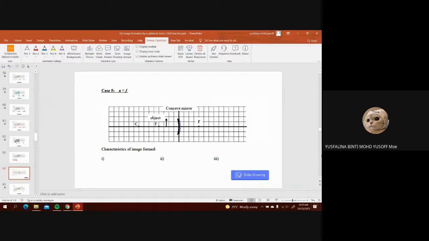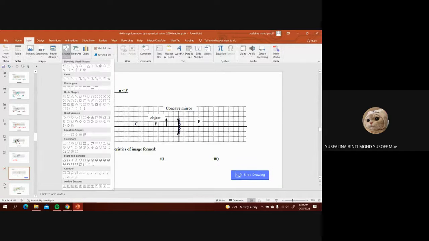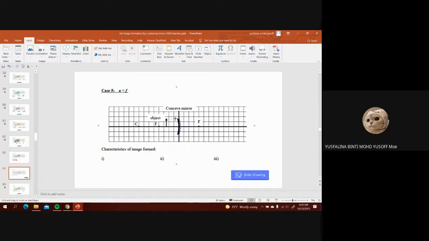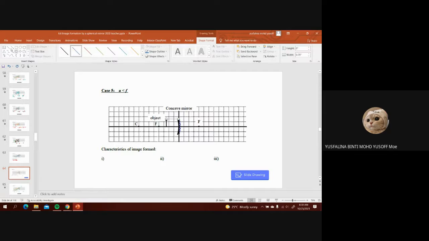Okay, so how you want to draw for this one? Again, from here goes to here, then it will be reflected back to F. And another one goes from C to the head of the arrow there. Then again you can see there is no image being formed, there is no intersection. So you just make the line longer until it intersects with each other.